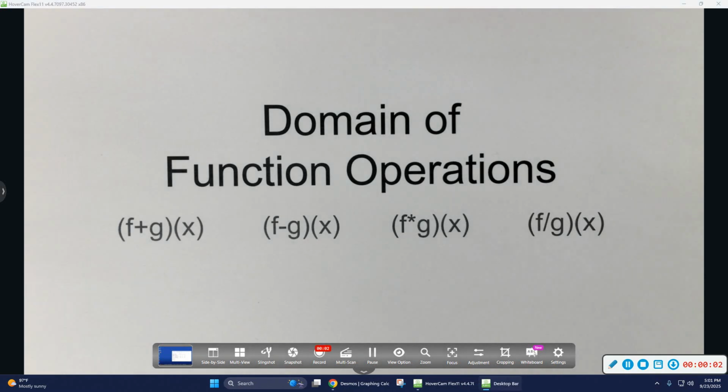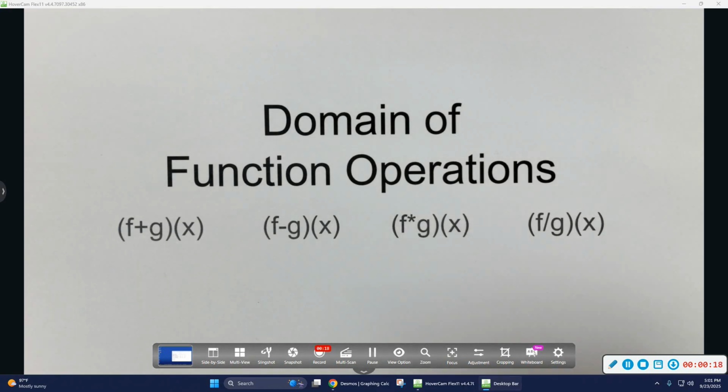Hi, welcome back. In today's video, we're going to talk about how to find the domain of function operations. Now, in our previous video, we spoke about how to evaluate functions, right? How do you add two functions together? How do you subtract them? How do you multiply them? And how do you divide them?